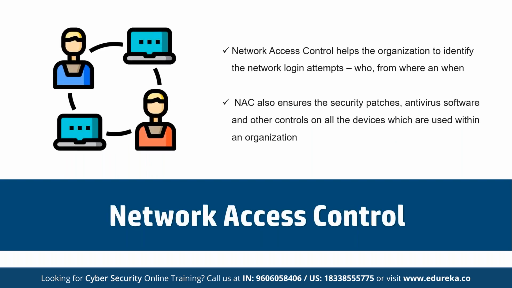Then we have tools such as network access control. Now, network access control is not exactly a tool here. It is more like a complete firewall policy. For example, when we set up our network in cloud platforms like AWS, for each and every VPC we also structure the NACL, the network access control list. That means which inbound rule is going to be allowed and which outbound rule is going to be denied. And that is applicable to all the subnets in that particular VPC, in that particular region. NACL also ensures the security patches, antivirus software, and other controls on all devices are used within the organization based on the rules that we define.